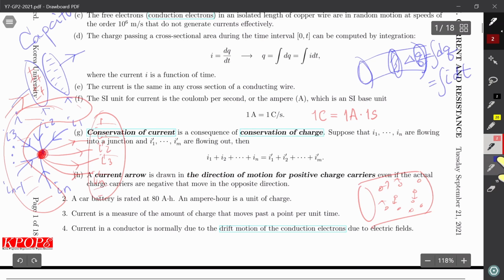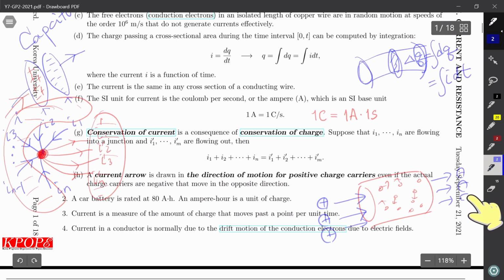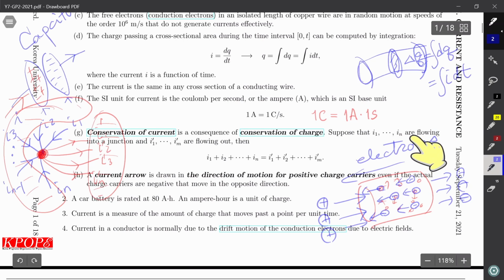However, as soon as the electric field is applied, so this is positive, this is negative, the actual conduction electron moves along this direction, opposite to the electric field, as soon as the external electric field is applied. Okay? So electrons are moving to the left, and the current I is flowing to the right.